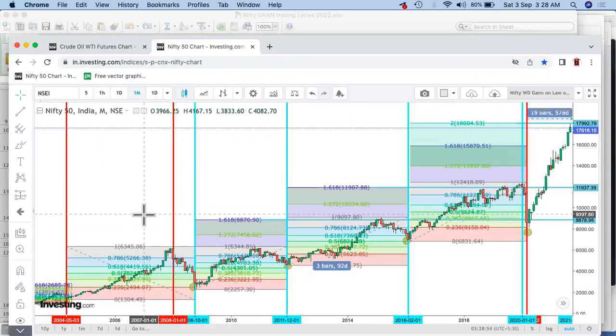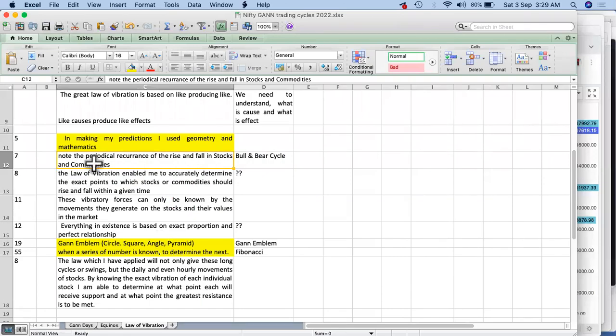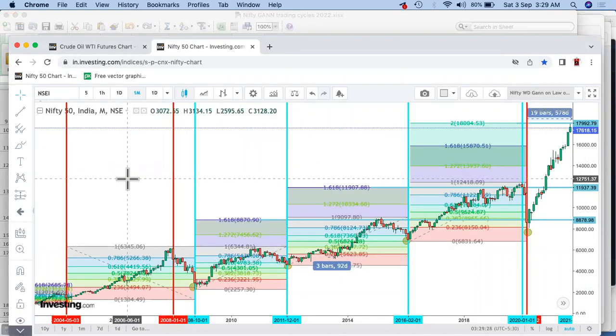Now after this, if you refer to his book Tunnel Through the Air, he specifically talks about cycles, future cycles, where he says that if we know and study the cycles, and if you know the correct starting point, you will get the correct end point, right? So we consider the cycles from low to high, because this was the starting point as stated by W.D. Gann: note the periodic recurrence of the rise and fall in stocks and commodities. So that's why we have taken the rise and then the fall. If we consider the rise and fall, probably we are getting a starting point, right?